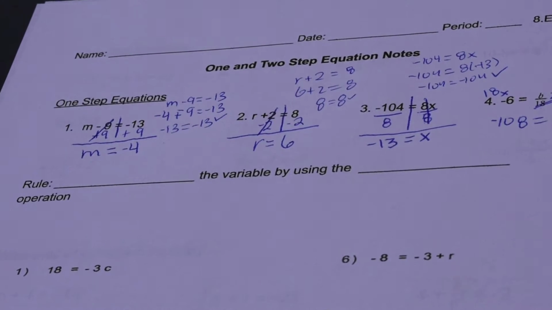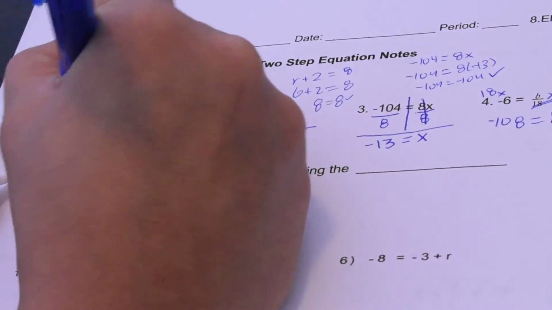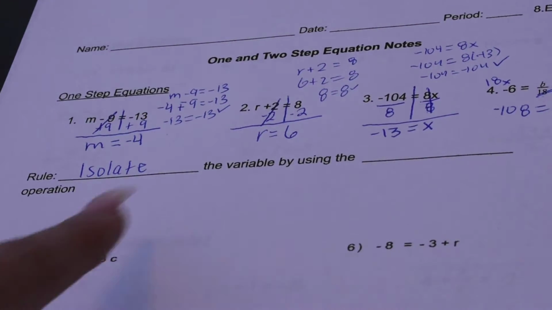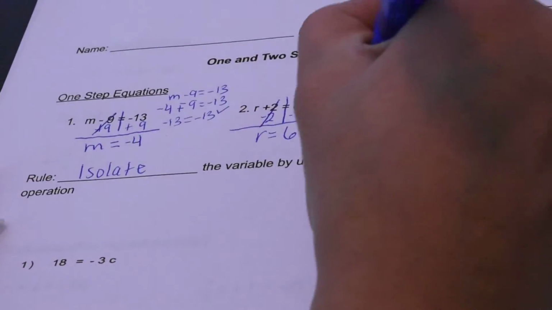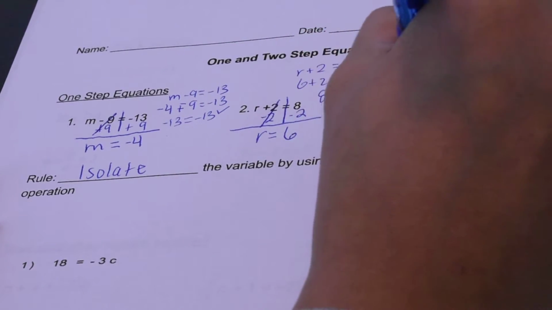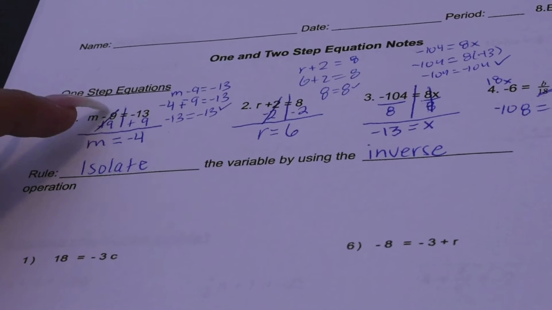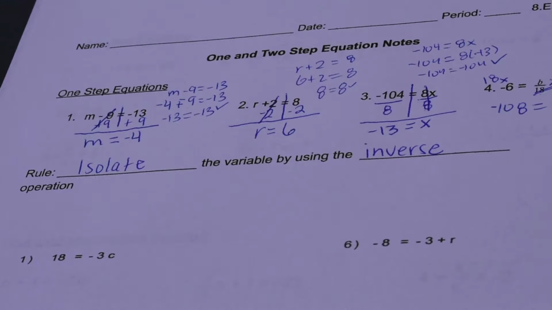So your rule says isolate, which means to get alone. Isolate, like to sit in isolation. Isolate the variable by using the inverse operation. So whatever operation you say last when you read the equation out loud, do the opposite of it. Over here, I said m minus 9. Minus 9 was my last operation, so I'm going to do the opposite of minus 9, which is add 9.